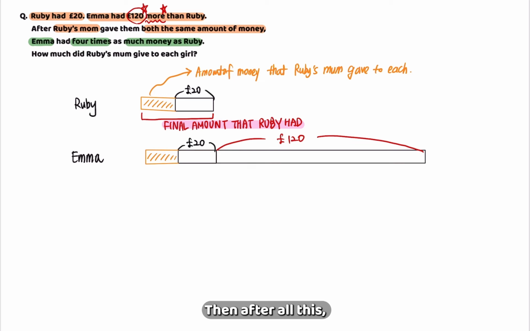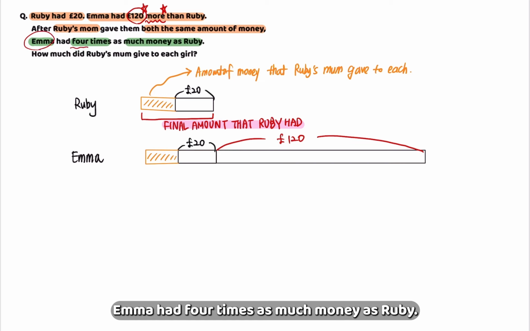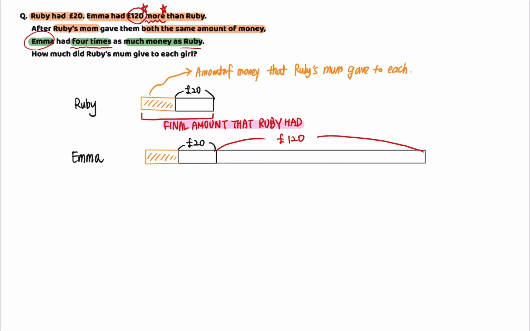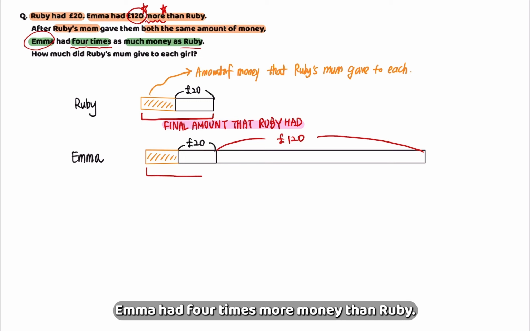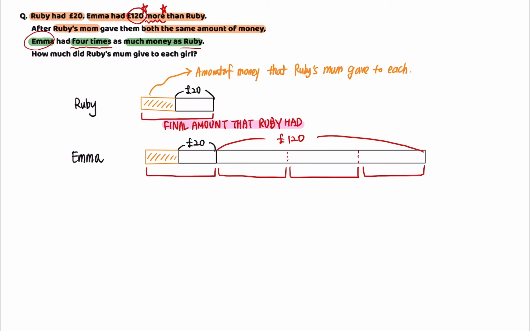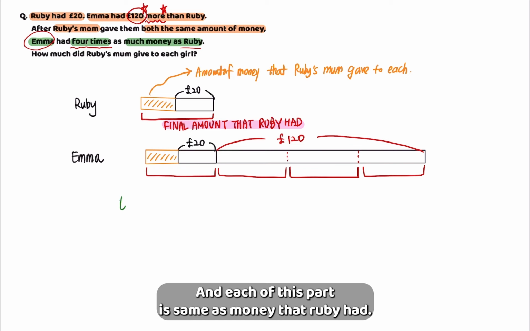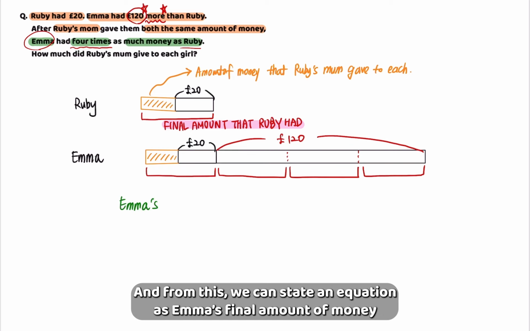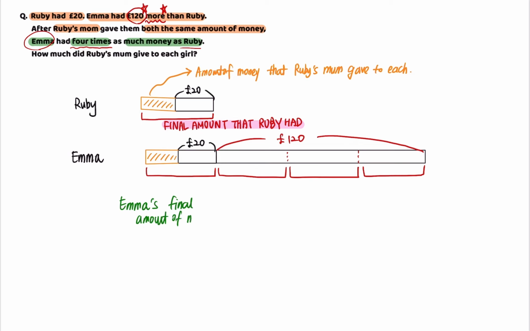Then after all this, Emma had 4 times as much money as Ruby. That means Emma had 4 times more money than Ruby. So we can represent Emma's bar model as 4 parts like this. And each of these parts is the same as the money that Ruby had. And from this, we can state an equation as Emma's final amount of money is equal to 4 times Ruby's final amount of money.